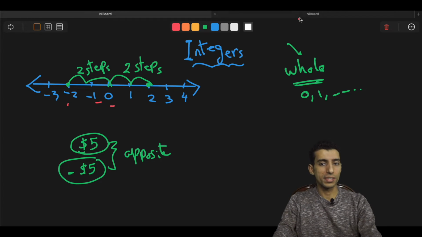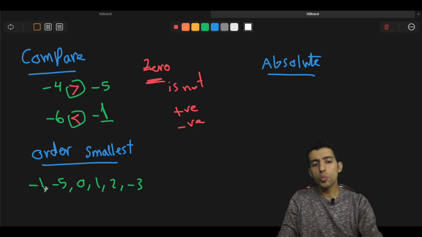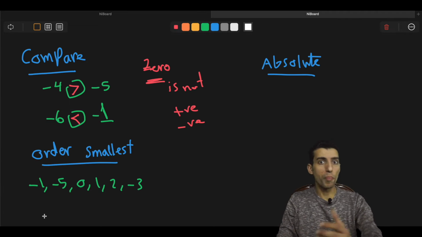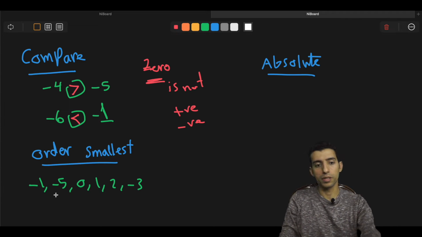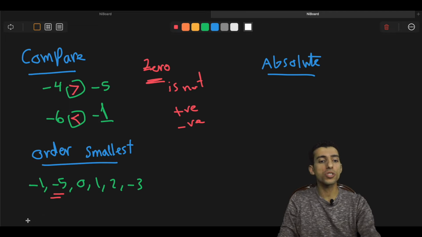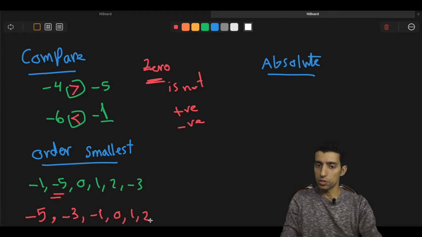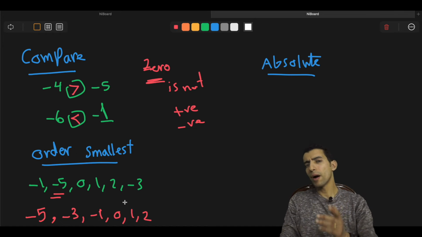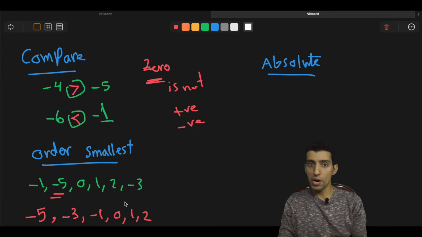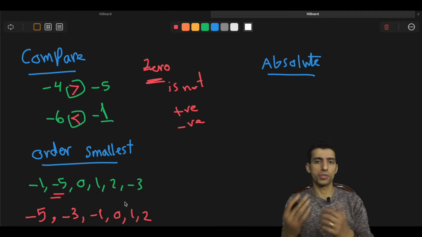So according to this, the smallest number is negative 5, so this is the least one. What's after it? Negative 3, negative 1, 0, 1, and 2. Okay, this is how we compare two numbers or order some numbers.